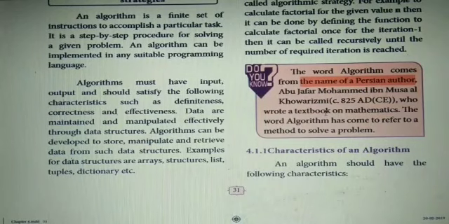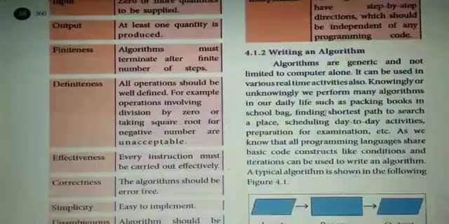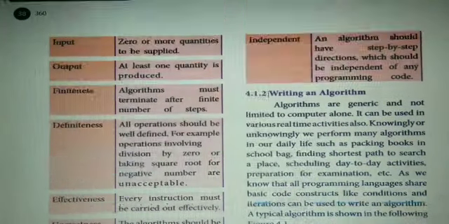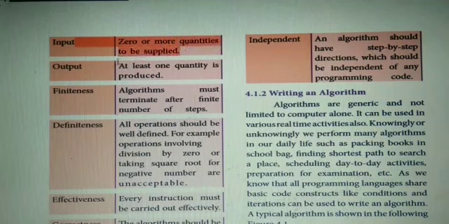He is a mathematician. So here, the characteristics of an algorithm: already I told you, input and output. For the purpose of performing some task only we are creating some ideas, right? So there must be an input, zero or more quantities to be supplied. If we give something, then only our machine will respond to us. Then output, at least one quantity is produced.